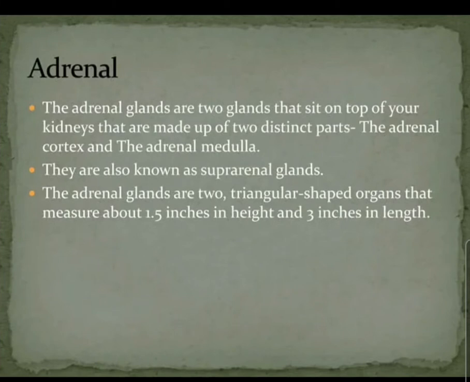The adrenal glands are 2 glands that sit on top of your kidneys and are made up of 2 distinct parts, the adrenal cortex and the adrenal medulla. They are also known as suprarenal glands. The adrenal glands are 2 triangular-shaped organs that measure about 1.5 inches in height and 3 inches in length.